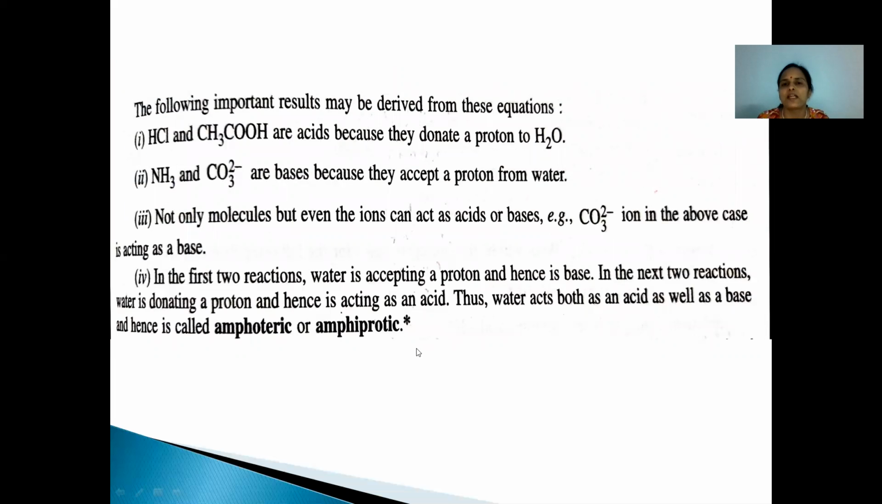The following results may be derived from these equations. HCl and CH3COOH are acids because they donate a proton to H2O. NH3 and carbonate ion are bases because they accept a proton from water. Not only molecules, but even ions can act as acids or bases. For example, carbonate ion is acting as a base in the above example. In the first two reactions, water is accepting a proton and hence is a base. In the next two reactions, water is donating a proton and hence is acting as an acid. Thus, water acts both as an acid as well as a base and is called amphoteric in nature.